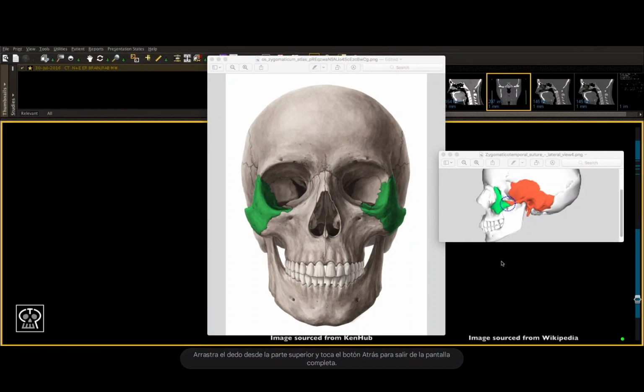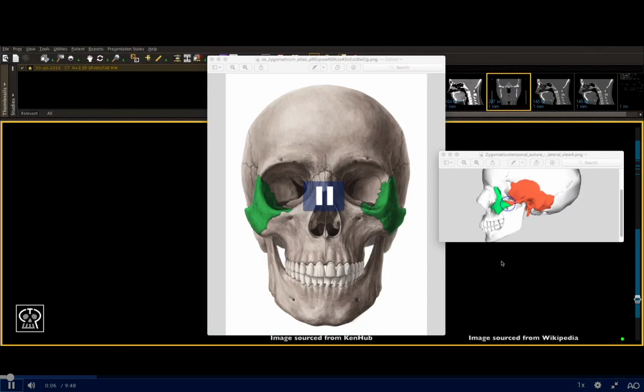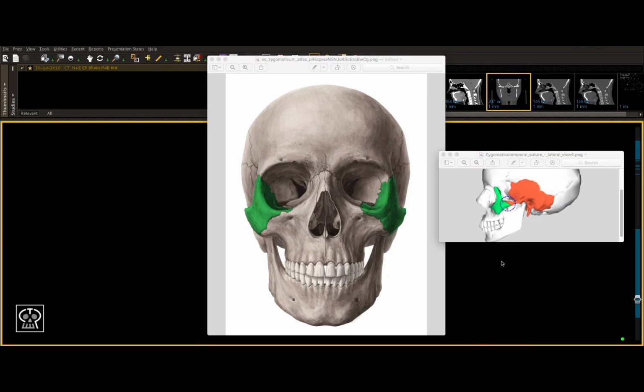ZMC fractures stand for zygomaticomaxillary fractures. When looking at ZMC fractures, it's important to understand the anatomy of the zygoma. It's a complex tetrapod bone and has many different suture lines that are important. On all of our previous videos, I highlighted the importance of suture lines and how you have to make sure not to get them confused with fractures.